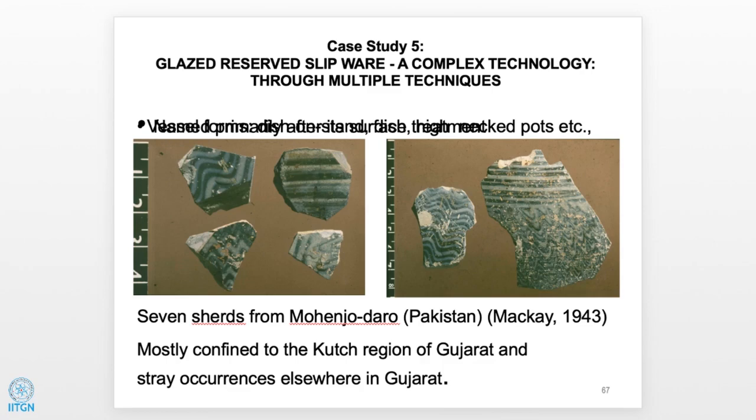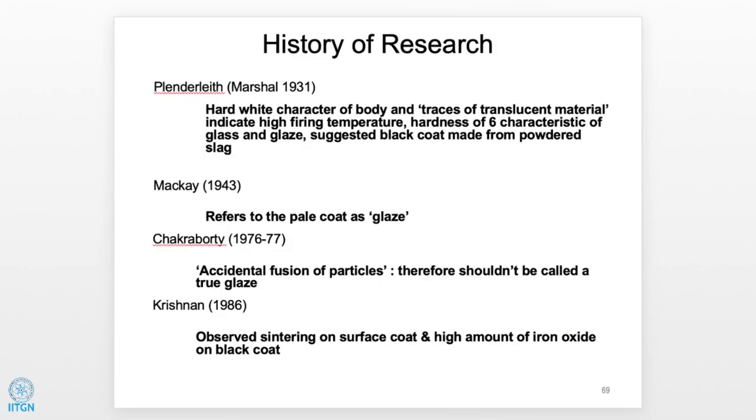Now, you find the distribution of the so-called glazed variety in Kutch, the Gujarat region, whereas the other ones you find in different regional settlements in Rajasthan and elsewhere. If you look at the history of research, Splendorlith, the first person to study this, thought that there is some amount of black coat and it is from a powdered slag. Then Mackay referred to it as a glaze.